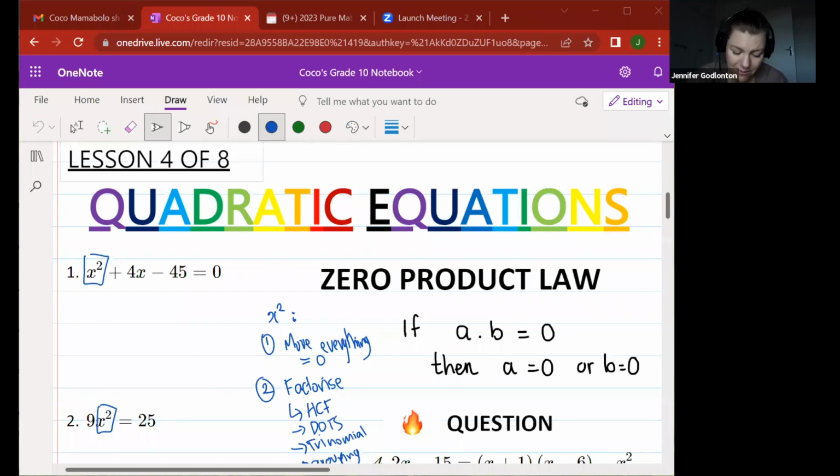And just remember, whenever we have a quadratic equation, we're always going to get two answers. Sometimes that answer is the same as itself. So it could be like x is equal to 2 or x is equal to 2, which I know sounds a bit silly, but there's always two answers.